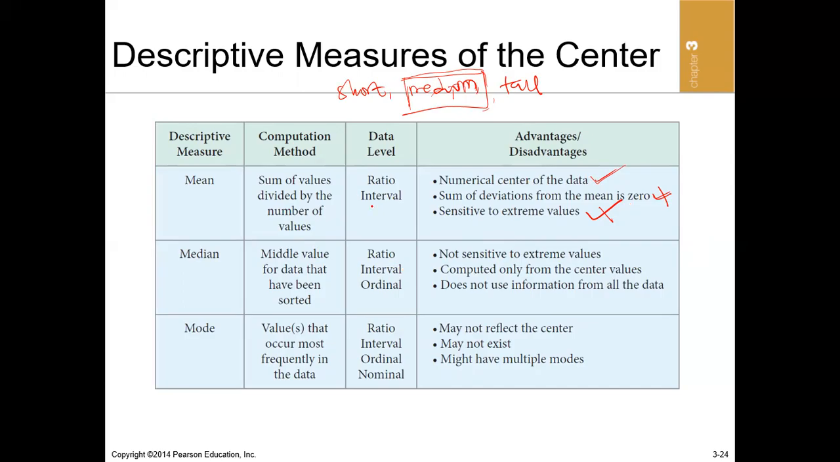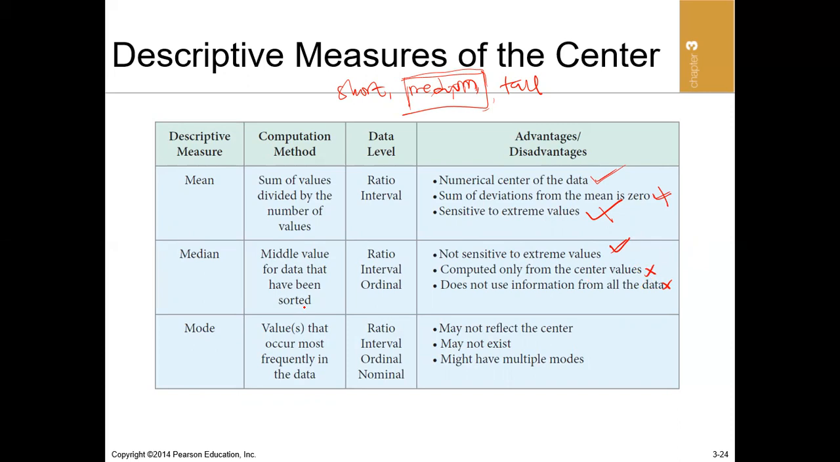So median is not sensitive to extreme values. Median is computed only from the center value. So this is an advantage, but median does not use all information from the data because it will just rank and pick the middle. It's a disadvantage. That's why we say median is computed from the center values, all right?